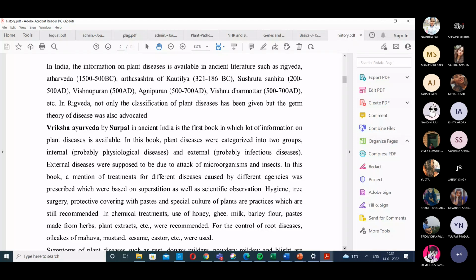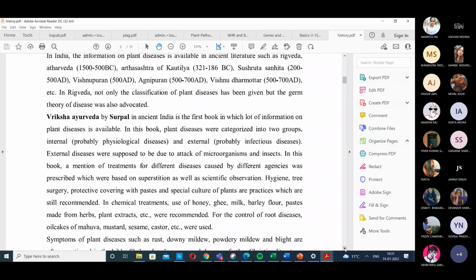In this book, plant diseases were categorized into two groups, again internal and external, like physiological diseases and external, like Theophrastus did. And again, the external diseases were supposed to be due to attack of microorganisms and insects. In this book, there is a mention of different treatments of diseases caused by different agencies or factors, right? Hygiene, tree surgery, protective covering with paste, and special culture of plants are practices which are still recommended. So these are mentioned in the older times also, right?